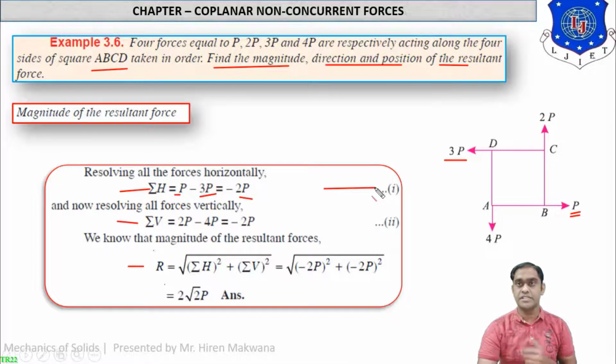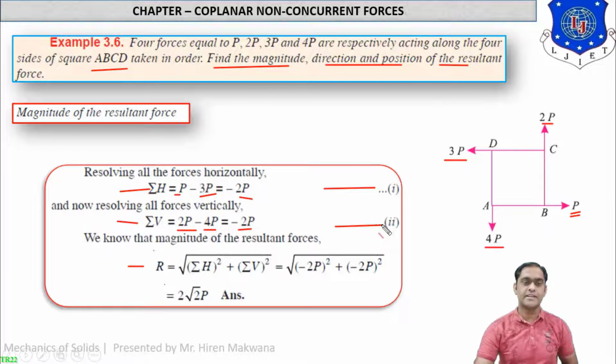Vertical forces. Which are vertical forces? They are 2P and 4P. 2P is going up, means positive axis positive. 4P is going down, means negative axis negative. So answer is 2P minus 4P will be minus 2P. So answer equation number 2. Equation 1 and 2 having same values, minus 2P and minus 2P.